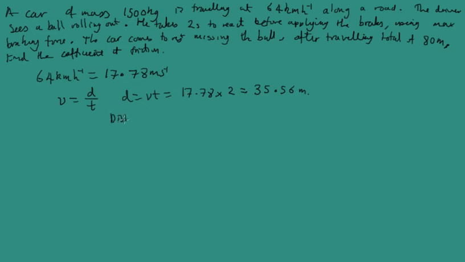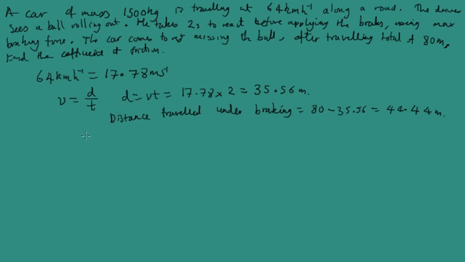So then he applies the brakes. So the distance travelled under braking, when the car's sliding to a halt, must be the 80 metres. Remember that he travelled a total of 80 metres from the point of seeing the ball. So that 80 metres minus 35.56 is 44.44 metres.